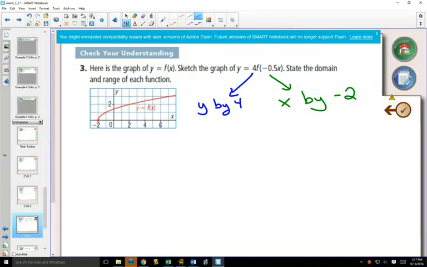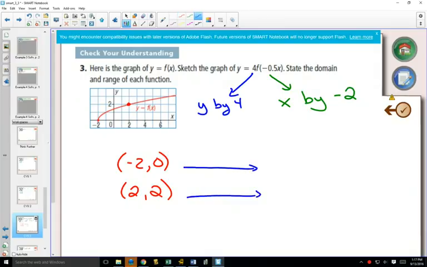Now, as far as what's going to happen to this graph, if we look at our original graph, we have a point here, (-2, 0). And if you wanted a couple other points, maybe you took this one here, (2, 2), to get a sense of what's going to happen. Draw our arrows to see where that's going to change. We can write out what we need to do. We need to do y by 4 and x by negative 2.